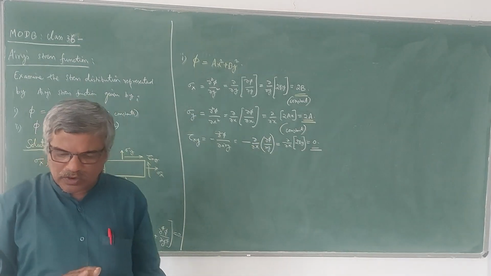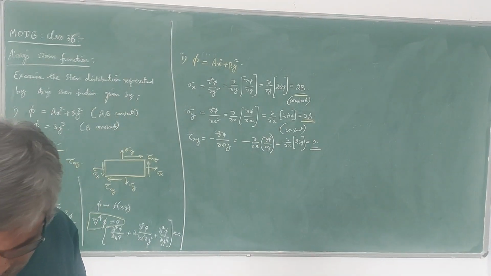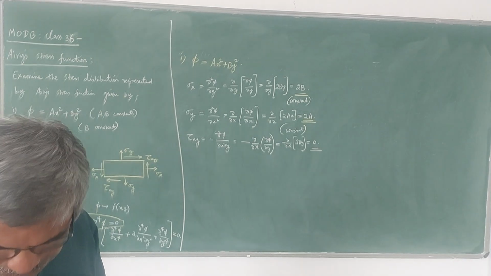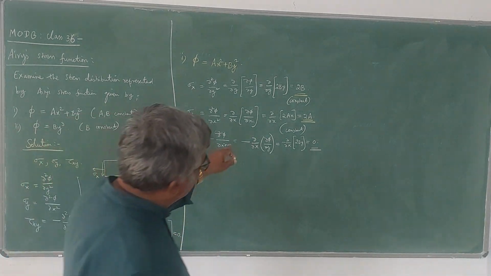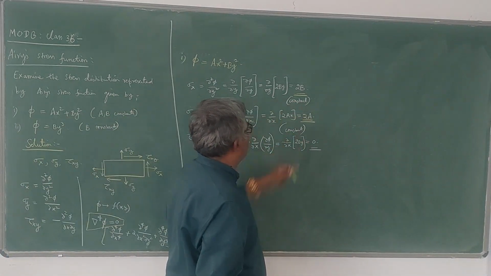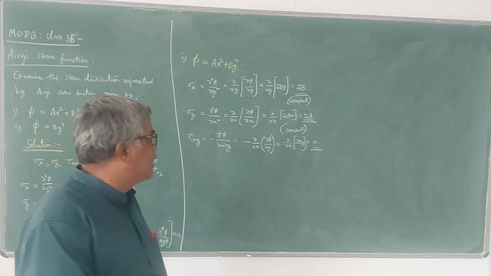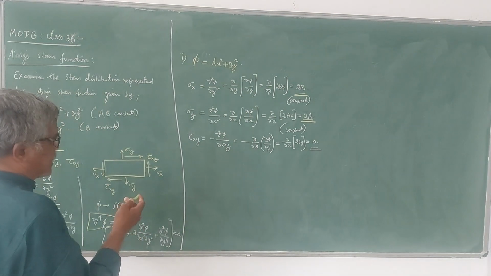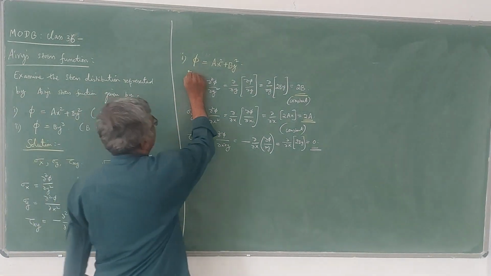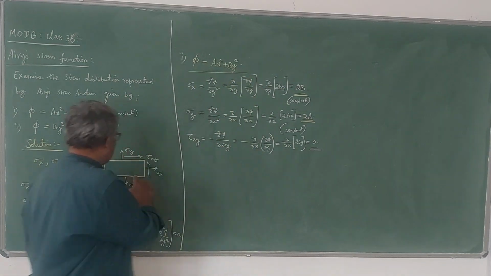That means there is no shear stress term. So here the first value, sigma x, is 2b, constant. Sigma y is also constant, 2a, and tau xy is 0. Now the question is, we have to plot the stress distribution like this.